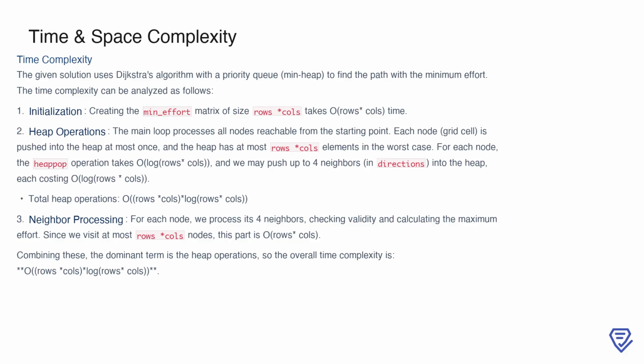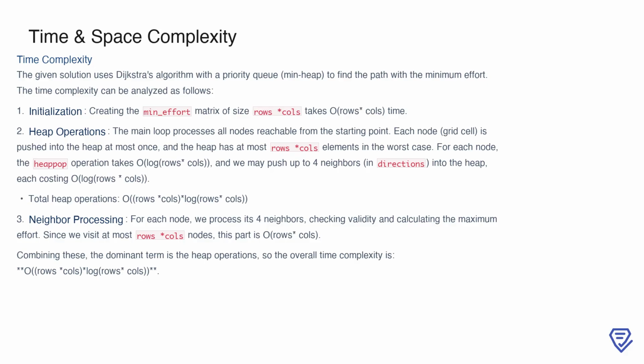minimum effort. Let's analyze the time complexity step by step. First, creating the min_effort matrix, which tracks the minimum effort required to reach each cell, takes O(rows * cols) time, as we initialize it for every cell in the grid. Next, the heap operations dominate the runtime. Each grid cell is pushed into the heap at most once, and the heap can contain up to rows * cols elements in the worst case.